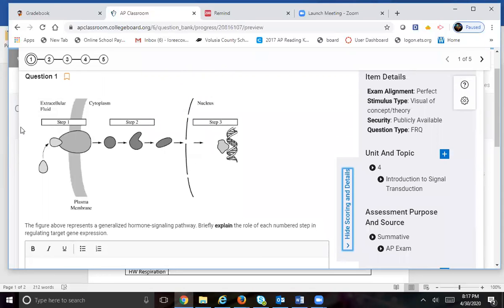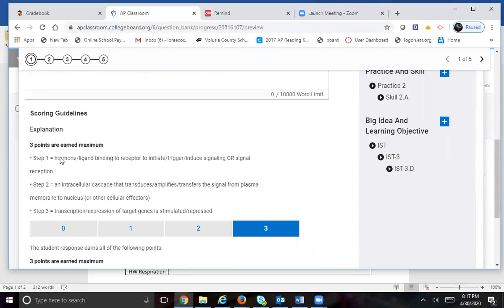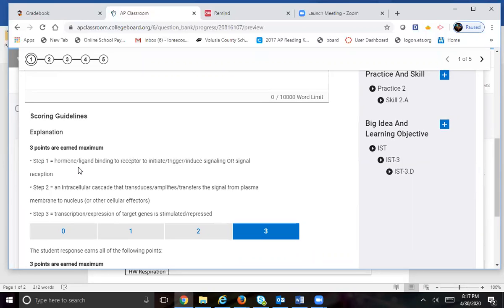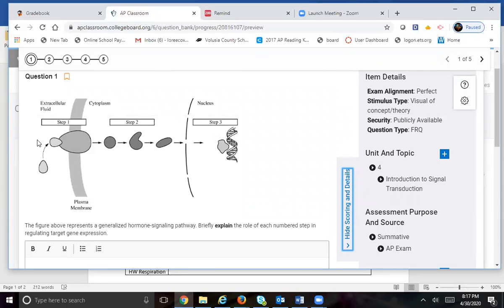Okay, so for step 1, the hormone ligand is binding to the receptor to initiate, trigger, induce signaling or signal reception. You're not making a statement here, you're talking about it. So the hormone ligand is binding to the receptor on the outside of the membrane, obviously not getting through because it's stopped on the outside. Once it's bound, it's going to signal the next step. So some sort of explanation of what is happening here. Binding to the active site.